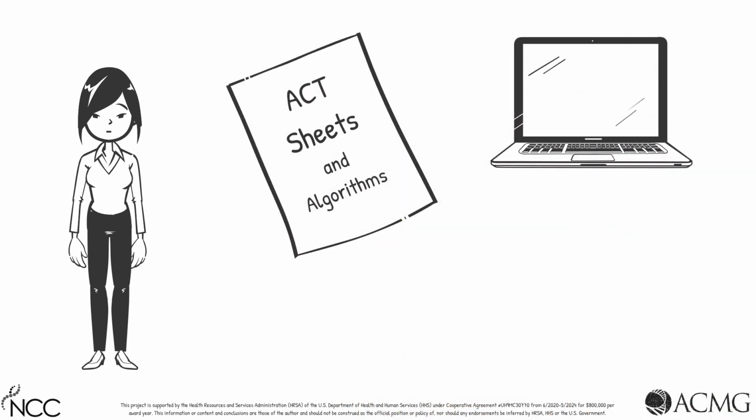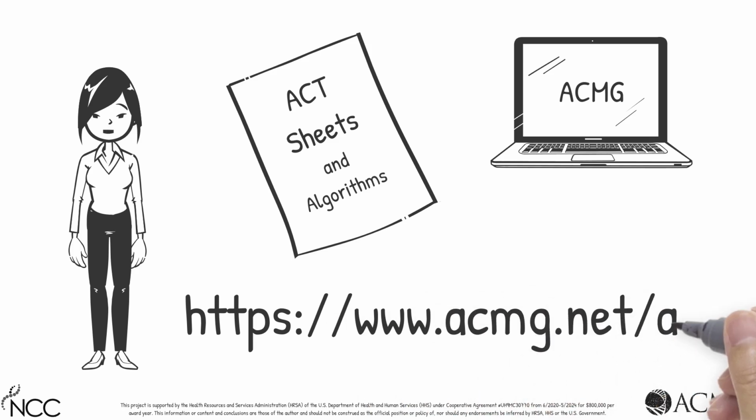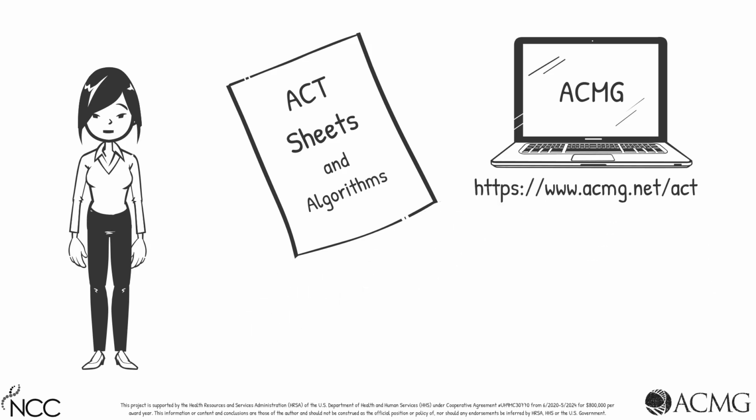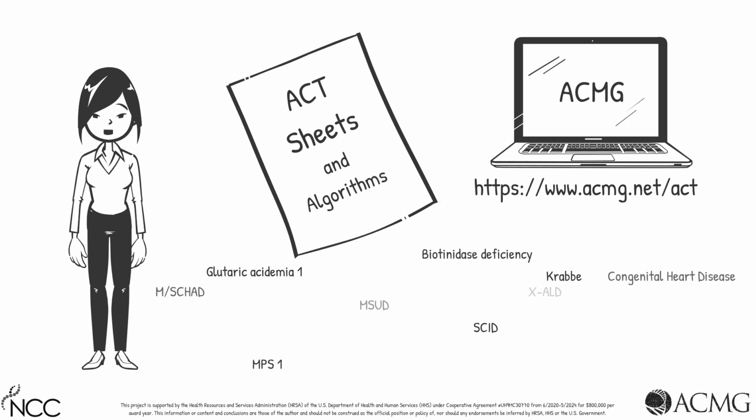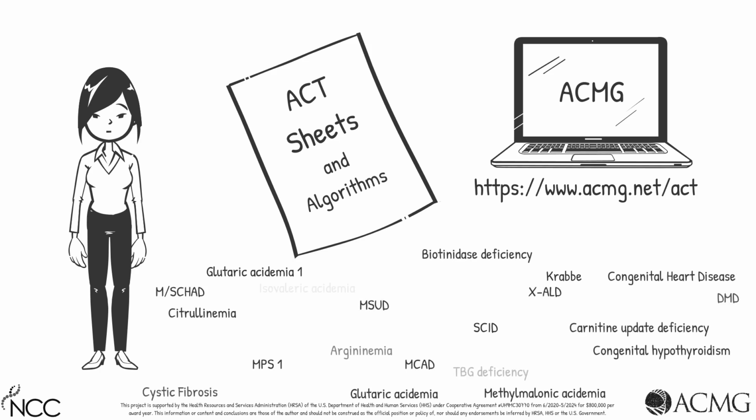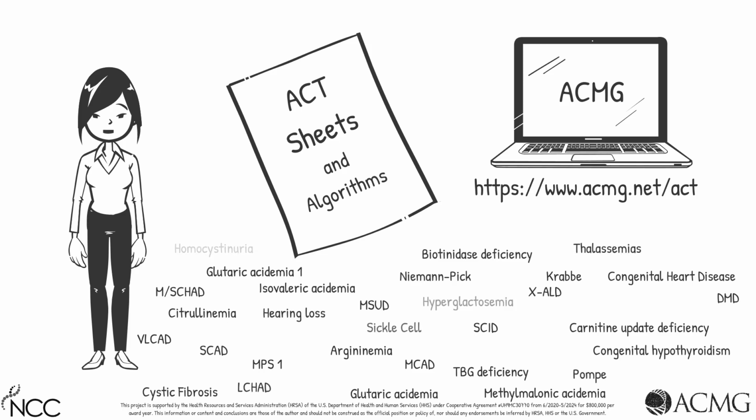Third, ACT sheets are freely available on the ACMG website to review in the event of a screen positive result. In addition to glutaric acidemia type 2, ACT sheets are available for many other conditions that can be identified through newborn screening.